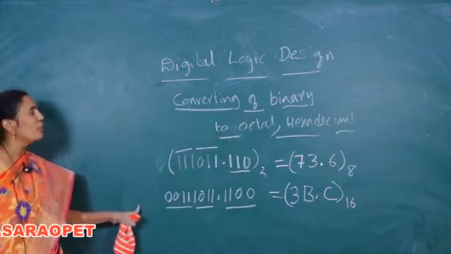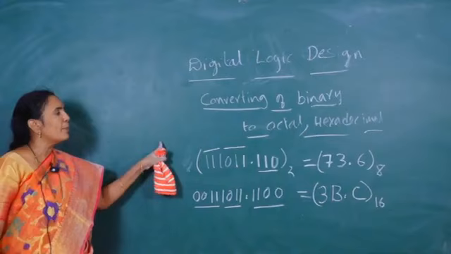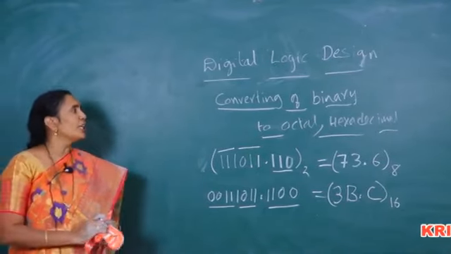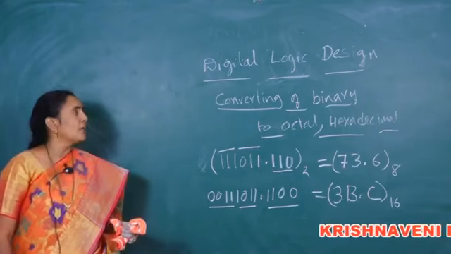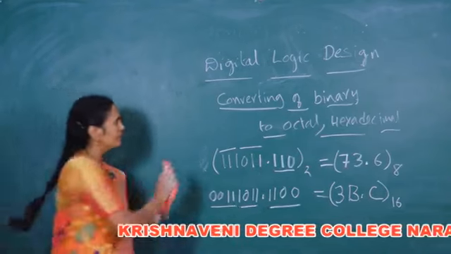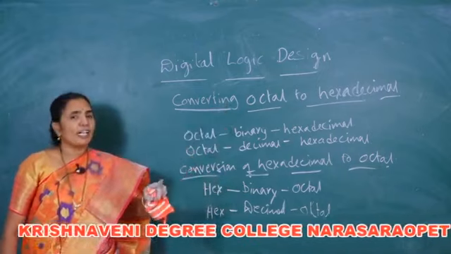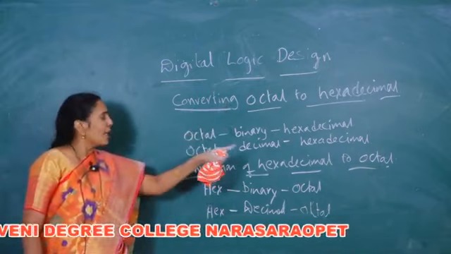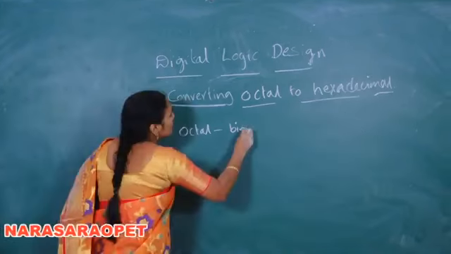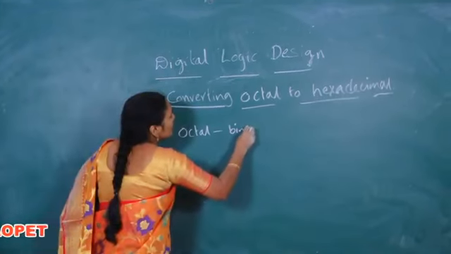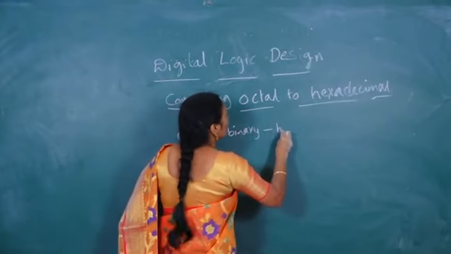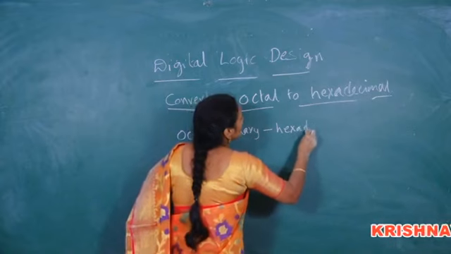So, this is the process of converting the binary number to octal or hexadecimal number. The last conversion that we have to discuss is octal to hexadecimal and hexadecimal to octal. There is no direct conversion from octal to hexadecimal or hexadecimal to octal. It is a 2-step process. Convert octal to binary, and then translate binary to hexadecimal.